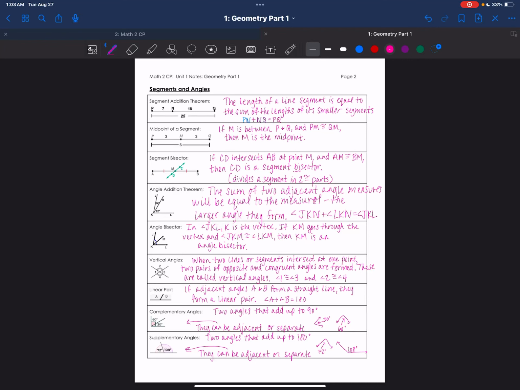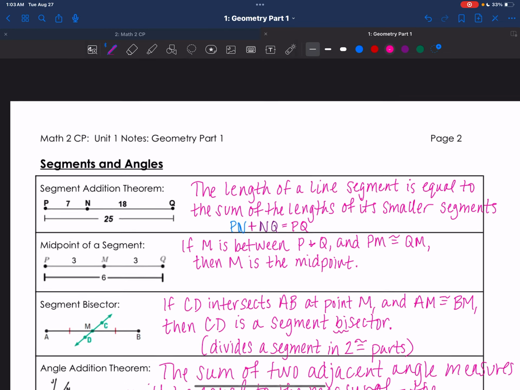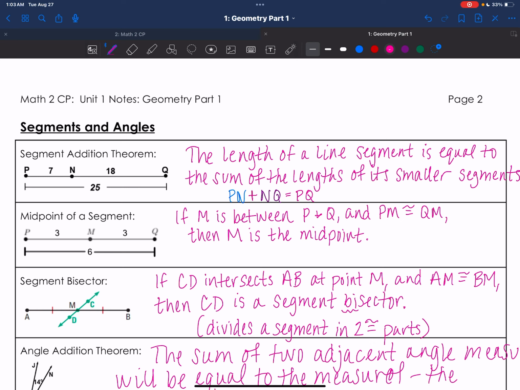Hey everyone, today what we're going to be talking about are segments and angles. Today is a lot of vocabulary, so go ahead and make sure you copy down what I have on my notes. So let's get started with some of the vocab.